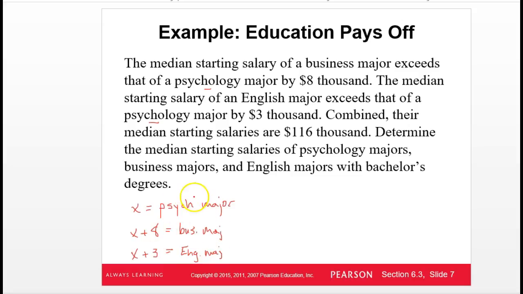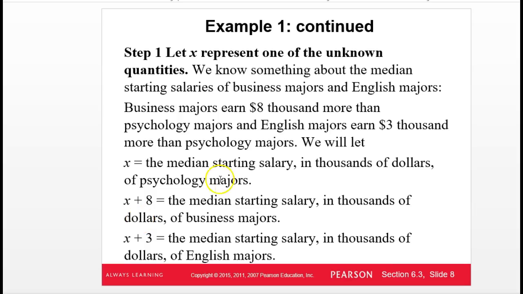Alright, now that's our declaration of our variables, and this right here is where our equation is going to be. Combined, which means we're going to add these 3 things up. The median starting salaries are $116,000. So again, we're just going to use these numbers and leave off the thousands, and say X plus 8, X plus 3 are measured in thousands. Now, after we've declared our variables, we're going to combine these 3 things to add up to the total of 116,000. So these 3 things added together, X plus 8 plus X plus 3, are all combining to equal 116,000.